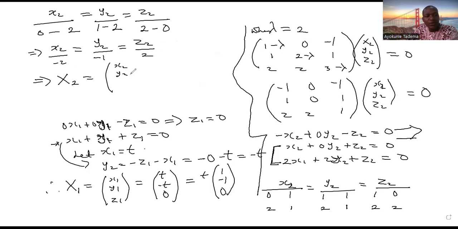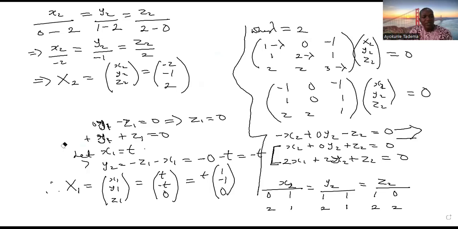Which implies that our eigenvector x2 equals x2, y2, z2. And that is equal to x2 is minus 2, y2 is minus 1, and z2 is 2. That is our eigenvector corresponding to lambda 2. And the last one, you can do the last one too.